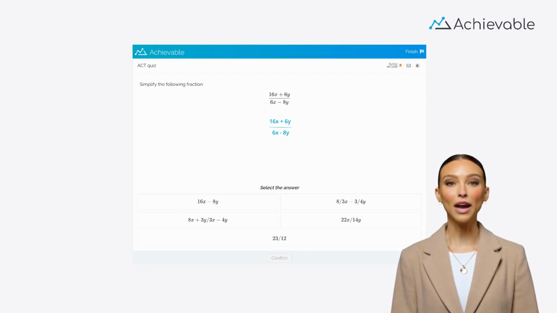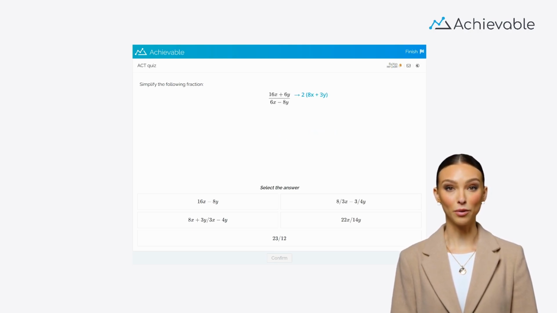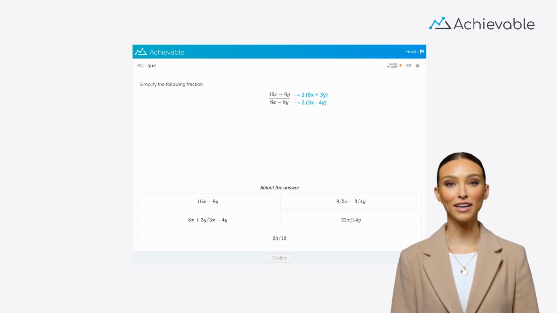In the numerator, we have 16x + 6y. What do both terms have in common? They both have a factor of 2, so we can factor to get 2 times (8x + 3y). Now for the denominator, 6x - 8y. Again, both numbers are divisible by 2, so we can factor that out as well. 2 times (3x - 4y).